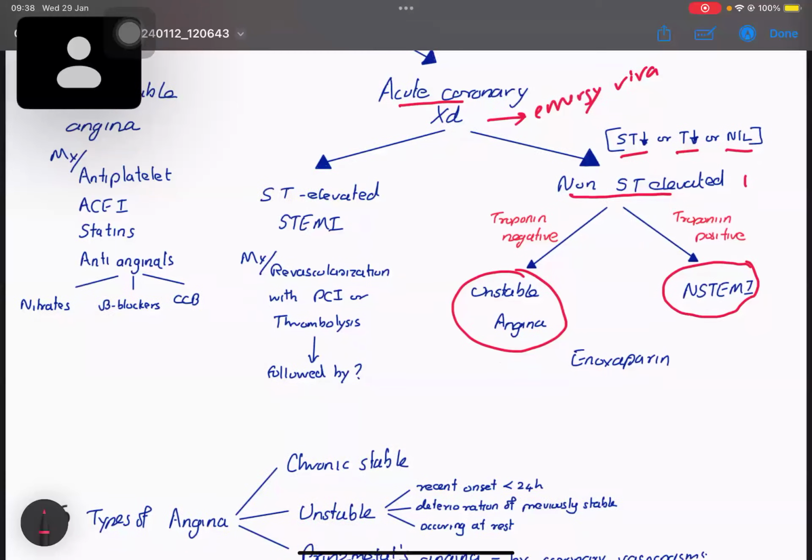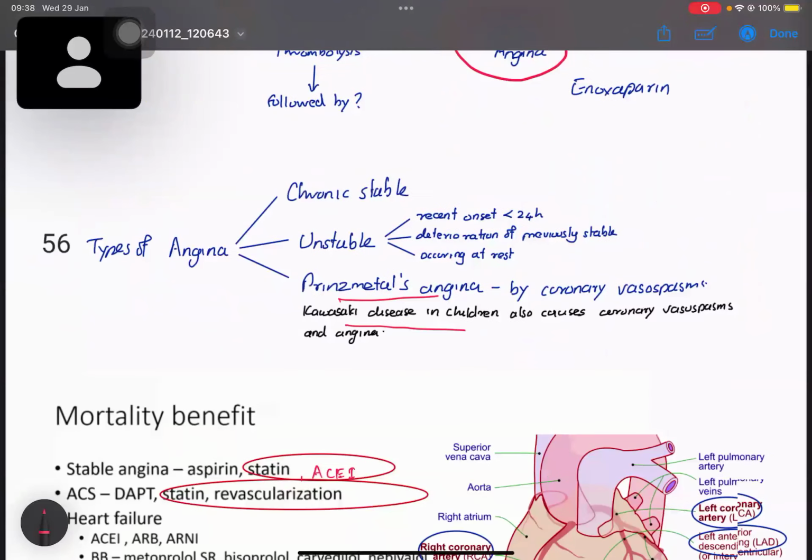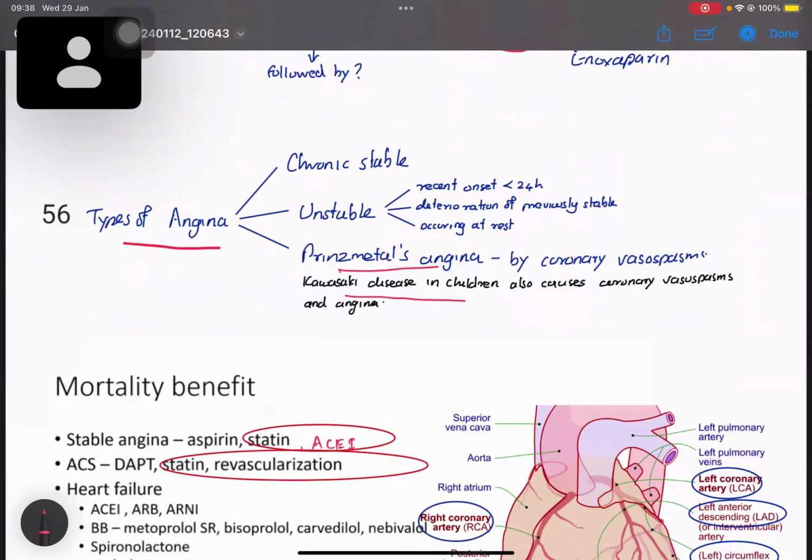Okay, let's discuss those things in detail. Angina means the chest pain. There are more types of angina. One was chronic stable, and there is unstable angina. Unstable angina means recent onset chest pain, which means within 24 hours the chest pain has occurred, and the patient will be presenting to the ward within a 24-hour period. That means they can't tolerate the pain, and they will be presenting to the ward.